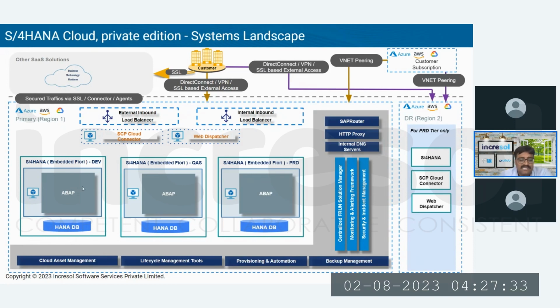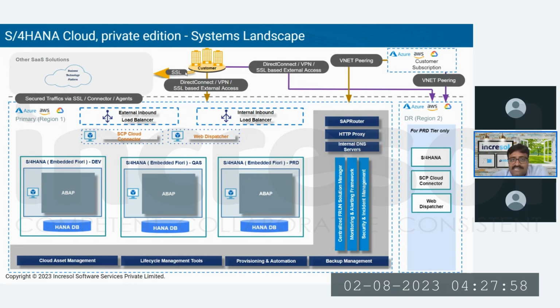Along with these S4HANA core systems, you need to have a web dispatcher. We already discussed this part. This is to expose your Fiori to internet-based access or some other cloud-based access, a cloud application to integrate with this Fiori. And SAP Cloud Connector, this is to integrate with your cloud solutions, like Ariba or SuccessFactors or anything.